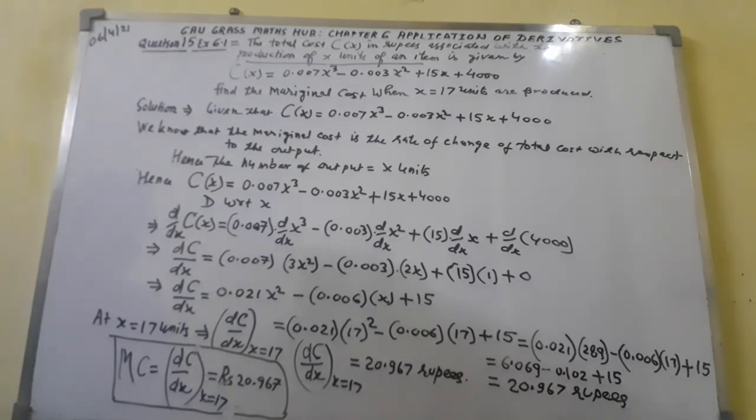Hence, the marginal cost when x is equal to 17 units are produced, MC equal to dC over dx at x equal to 17, comes out to be rupees 20.967. That will be the correct answer of question number 15, exercise 6.1, chapter 6, application of derivative.